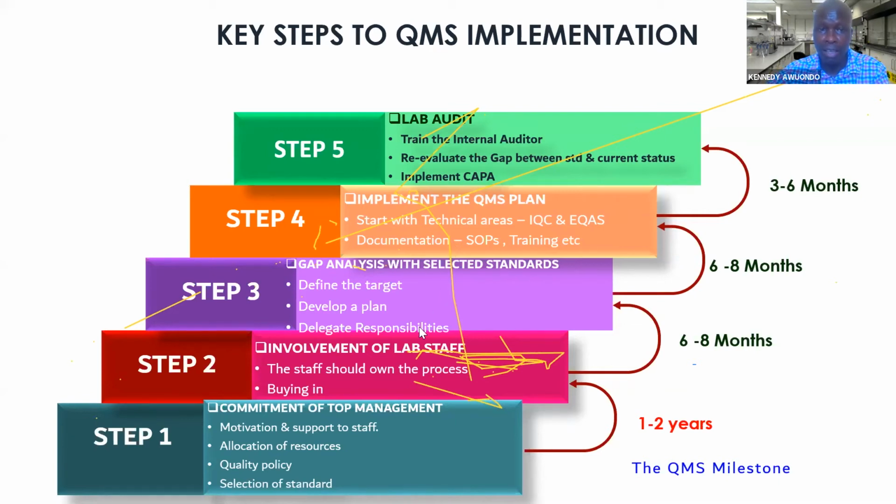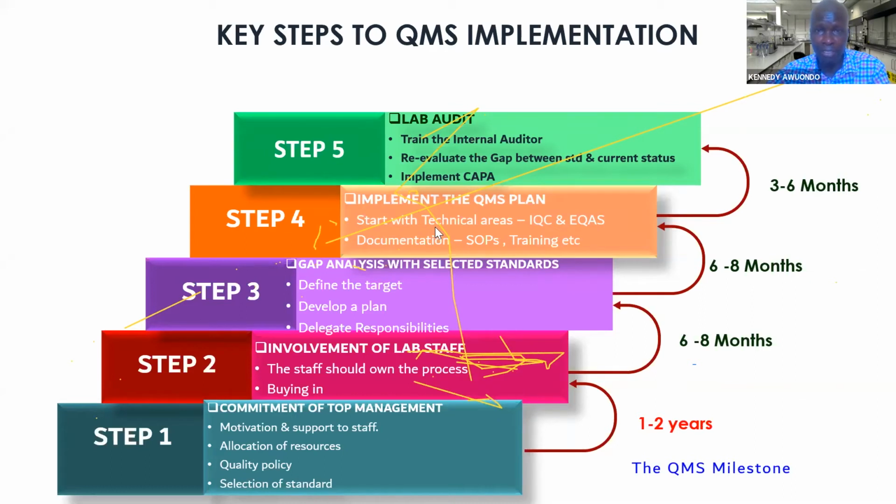Step number 4 is to implement the QMS plan. This will be easy if steps 1, 2, and 3 have been undertaken, and it can take you less than 6 months. You start with the technical areas, the IQC, the EQAS. You look at the documentation, which we will discuss immediately after my presentation.